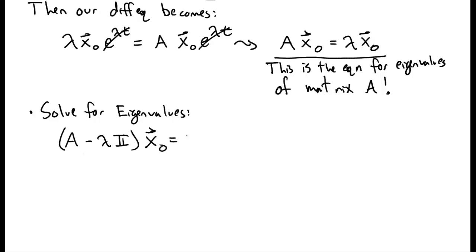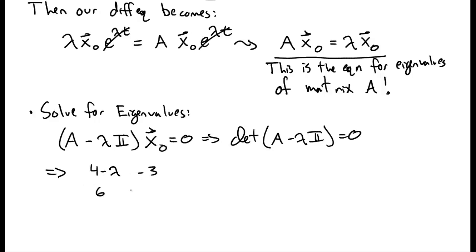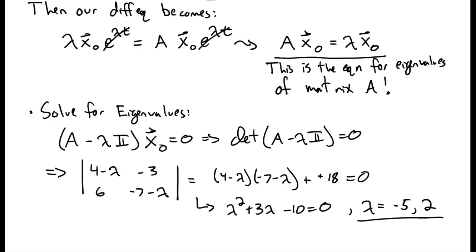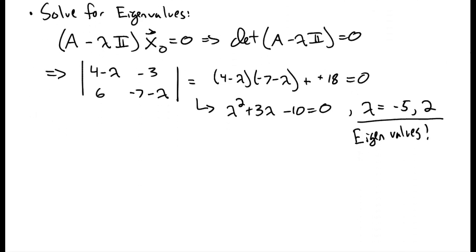If you recall, when we solve for eigenvalues, we write this in the form A minus lambda times the identity matrix times x naught is equal to 0, or the determinant of A minus lambda I is equal to 0. Writing that out, we get a matrix that looks like this, and taking its determinant, we get some expression that we can simplify, and simplified it looks like lambda squared plus 3 lambda minus 10 is equal to 0. The solutions to this equation are lambda equal to negative 5 and lambda equal to 2, and so those are the eigenvalues of our matrix A.